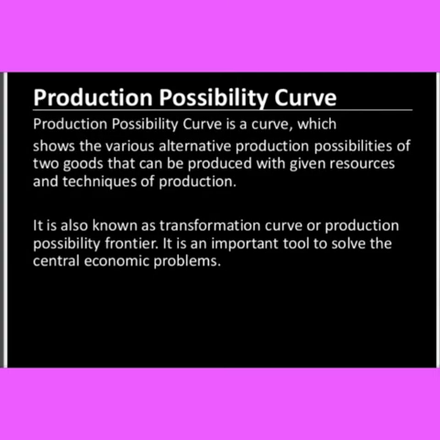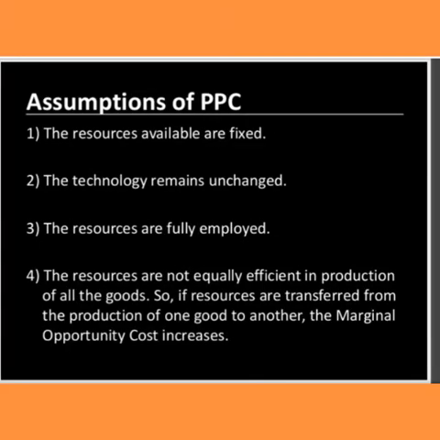So, we know that our resources are very limited, so from among them we have to choose the resources to satisfy our best alternative uses. So here this production possibility curve shows the various alternative production possibilities of two goods that can be produced with given resources and techniques of production. In this we can see the production possibilities of the two goods.